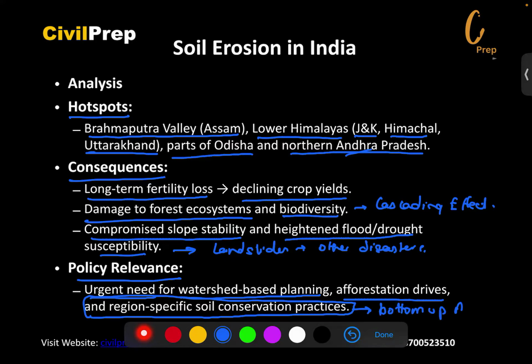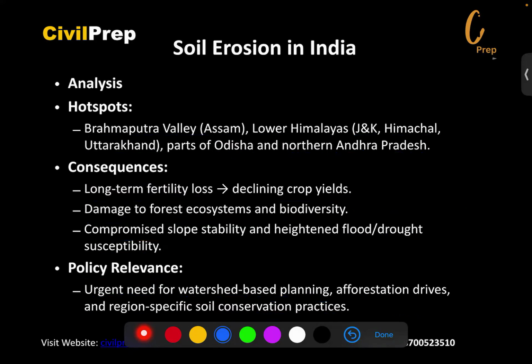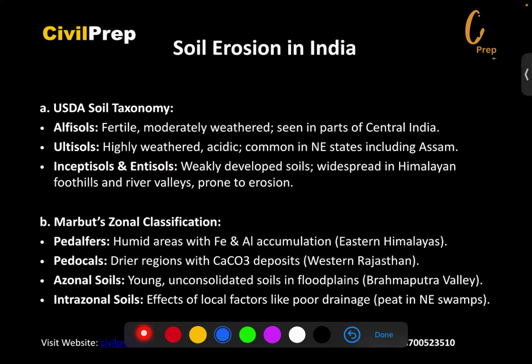bottom-up approach in the planning region. Okay, so this topic will be saying that we have certain soils which are present in the northeastern part of India, also in other regions of India. For example, alfisols, if we first take the USDA soil taxonomy or USDA classification.